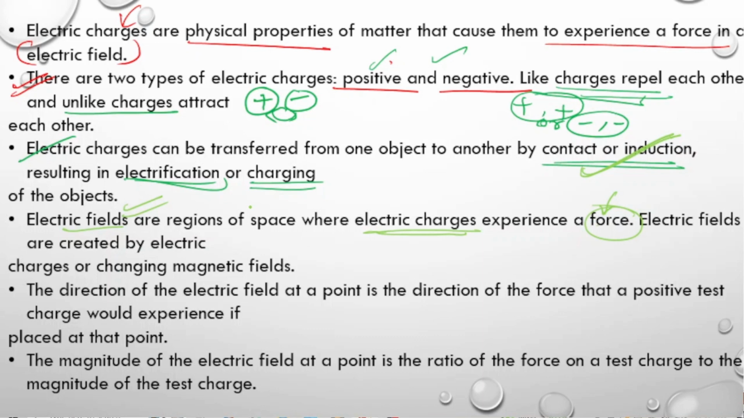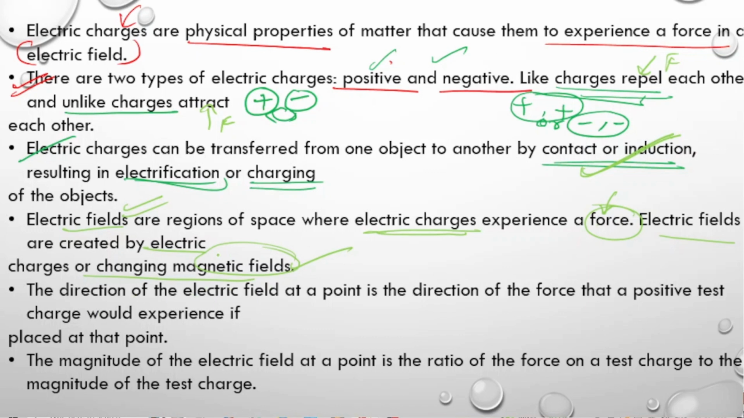That force can be an attractive force or a repulsive force. See, this attraction and repulsion itself is a force. That force makes it, right? So the electric field will be applied on that particular area where the charges are undergoing a force, right? Electric fields are created by electric charges or changing magnetic fields, right? So this is not needed for now.